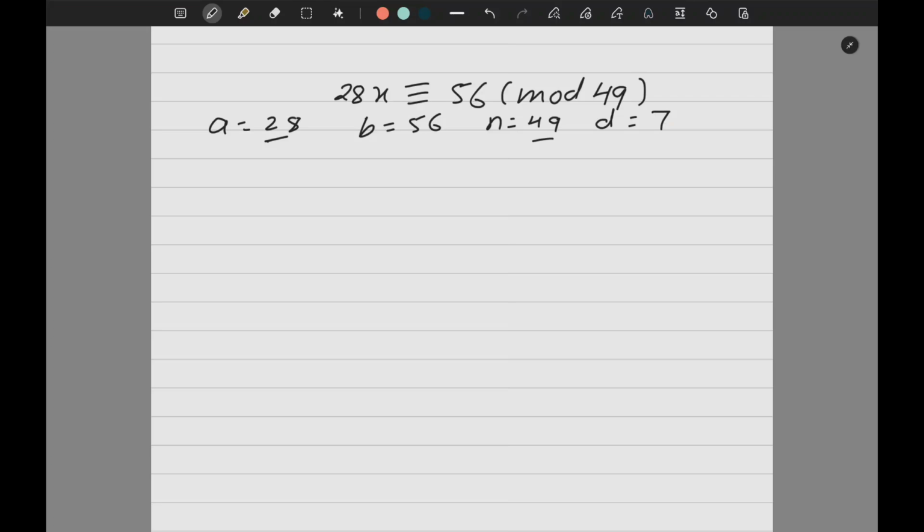So now if I have a solution, first step, reduce the equation. If you reduce this equation, divide all the three things. This, and this. So what I'll get?